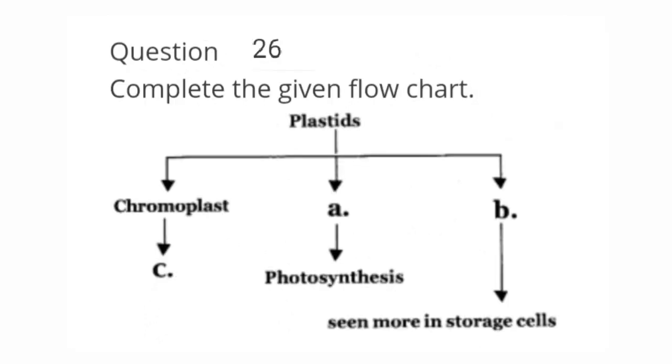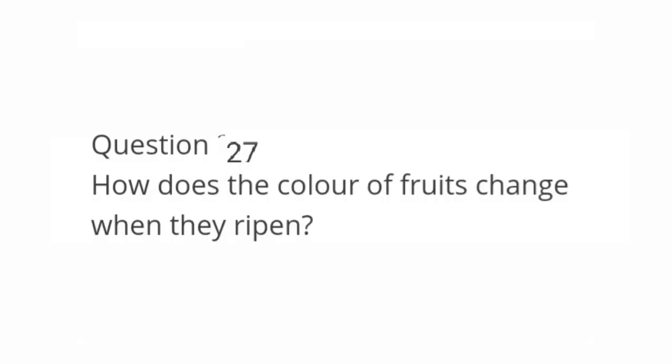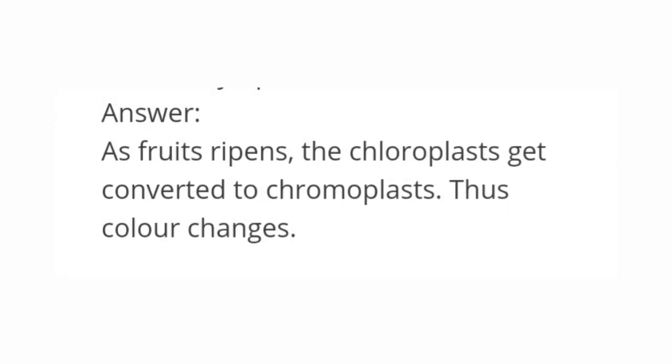Question number 26. Complete the given flowchart. A, B, C portions are blank. Fill in the blanks suitably. A. Chloroplast. B. Leucoplast. C. Impart color to fruits and flowers. Question number 27. How does the color of fruit change when they ripen? Answer: as fruits ripen, the chloroplast gets converted to chromoplast, thus color changes.